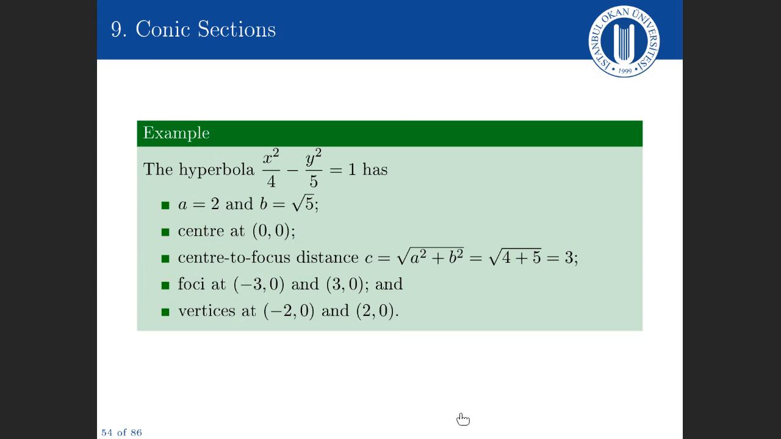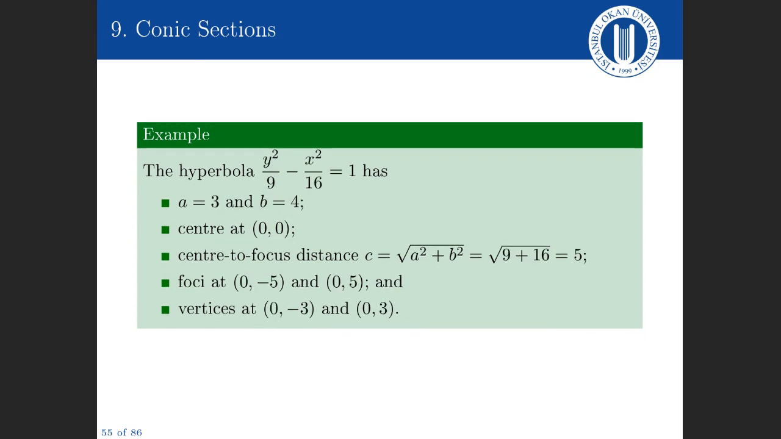First of two examples, the hyperbola x squared over 4 minus y squared over 5 equal to 1. a is 2, the first number. b, the second number, is root 5. Center, always at 0, 0. The center to focus distance, we can calculate, must be 3. So the foci are minus 3, 0 and 3, 0. The vertices are minus a, 0, or minus 2, 0, and a, 0. That's 2, 0.